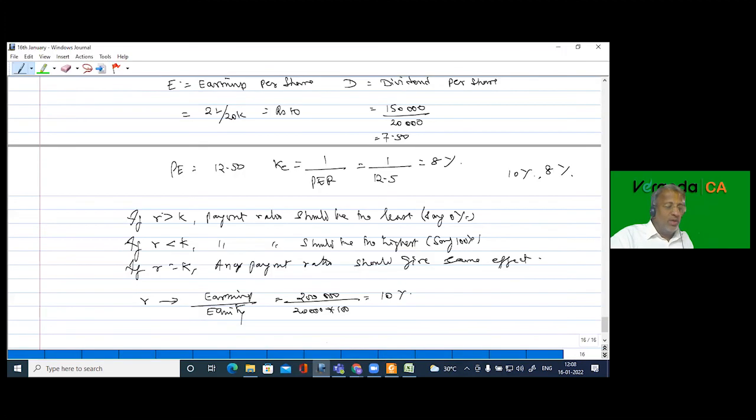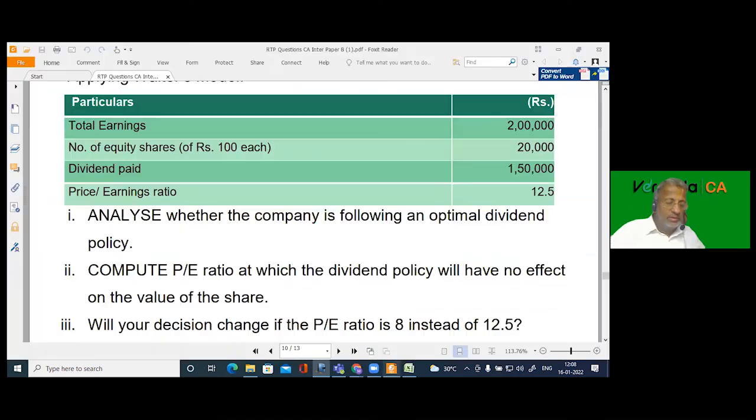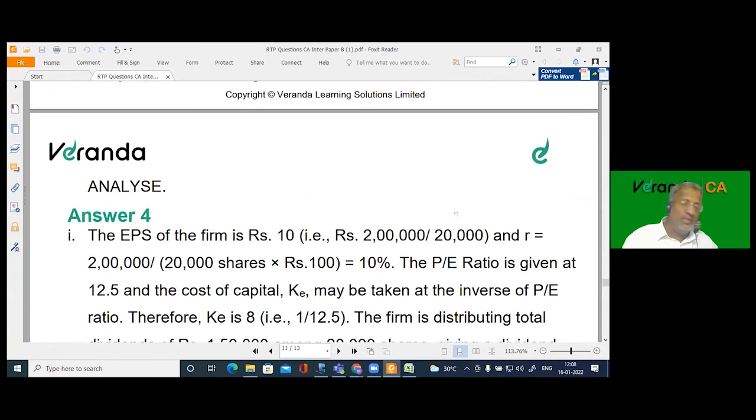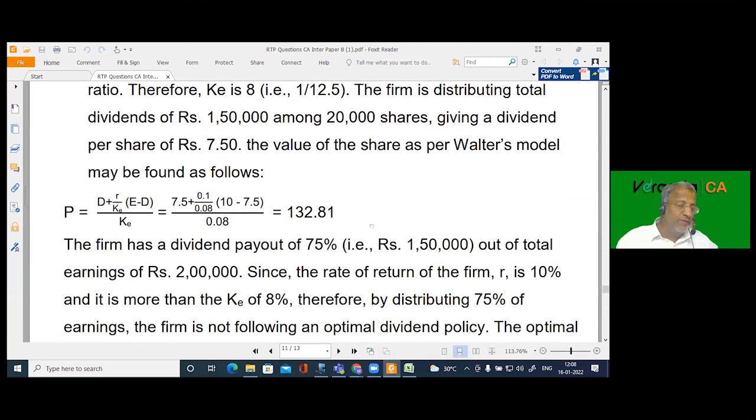What is the statement that we have made? If R is greater than K, payout ratio should be the least. Here payout ratio is 75%. How do you know the payout ratio is 75%? Payout is 1,50,000 divided by 2 lakhs, which is equal to 75%. So we understand that it is 75%. Now 75% payout ratio is not good.